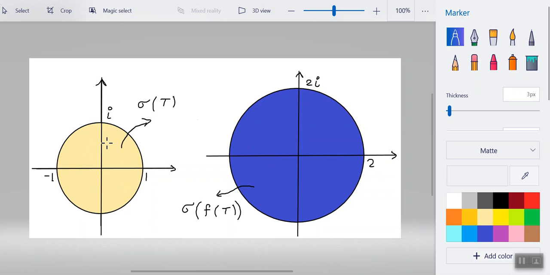And this is the complex plane. 1 here, this here is i. So we want to prove that the spectrum of f of t, which is equal to f of sigma t by the spectral mapping theorem, equals this circle centered at origin of radius 2.